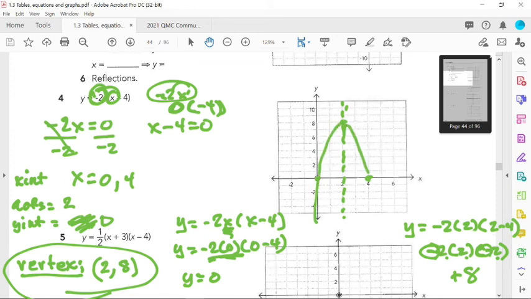And this one's opening down. And I knew that. Why? Because there's a negative on the outside. You bet. Yeah, because that's a negative.